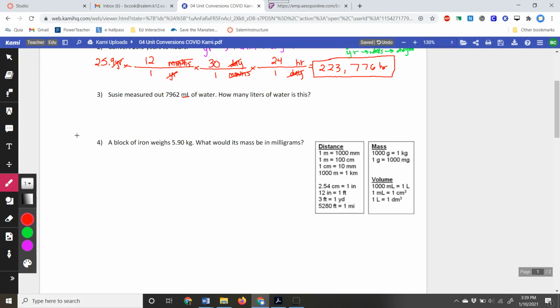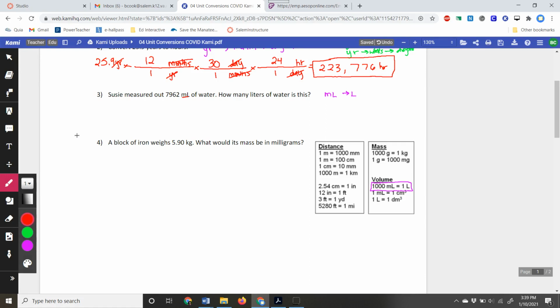She says, how many liters of water is in this? So I'm asked to go from milliliters to liters. Now, I don't know if I can do that directly, so we're going to consult this chart of equalities. Notice how milliliters and liters, let's see, there it is. Look, I can go directly between milliliters and liters. So this is going to be a very short one-step problem.